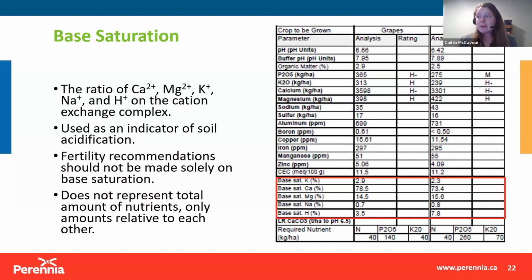The reason is that there are some theories about ideal nutrient ratios. For instance, calcium to magnesium might have an ideal ratio of, I think, about 8 to 1 or 10 to 1. But you can have that ideal ratio while both values are still deficient. So it's important to make sure that you're reaching the thresholds that you want before you really dive into these nutrient ratios, because base saturation does not represent the total amount of nutrients in your soil, only the amounts relative to these other nutrients.